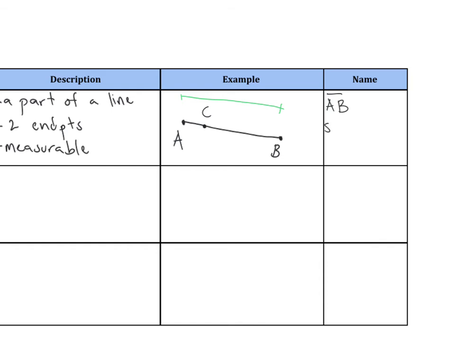You can also write out the word segment and then just name it. Give me the 2 endpoints, BA, AB, same thing. But notice how I am not using C because C is not the endpoint of the whole segment here. Okay. So some general rules. In order to name a segment, you use your 2 endpoints.